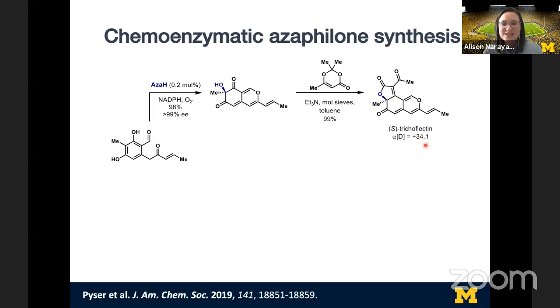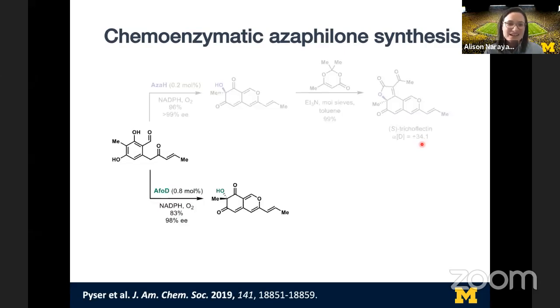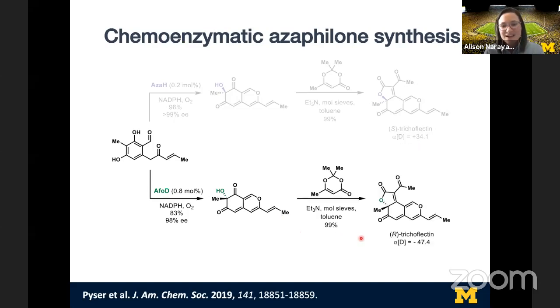One of the synthetic students in the lab, Josh Pizer, was working on this project and doing his due diligence and characterization. He went to get the optical rotation, only to find that it didn't match what had been reported in the literature. So he used AFOD to make the enantiomer of this building block and further elaborated that to trichoflectin with the R configuration. After a series of CD studies and crystal structures, we were able to confirm that trichoflectin in the natural form is the R enantiomer.